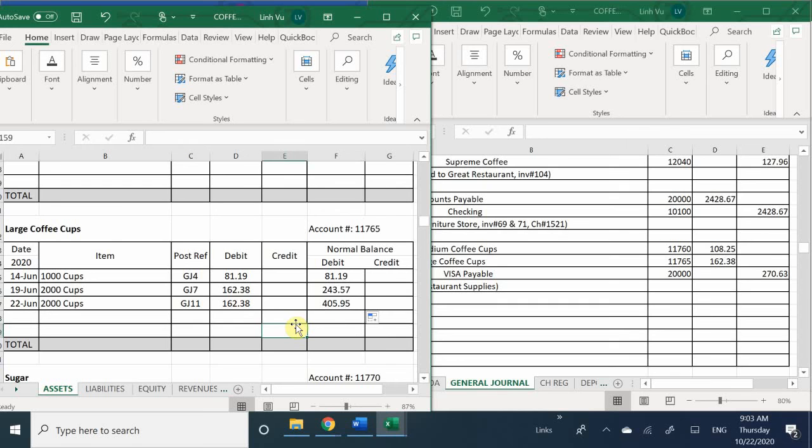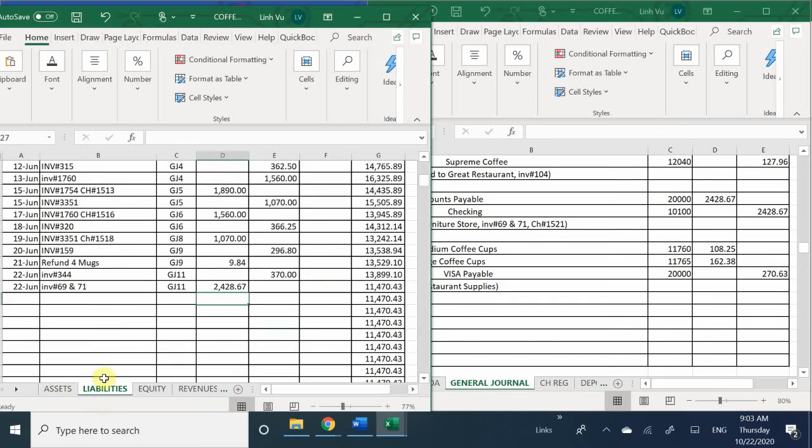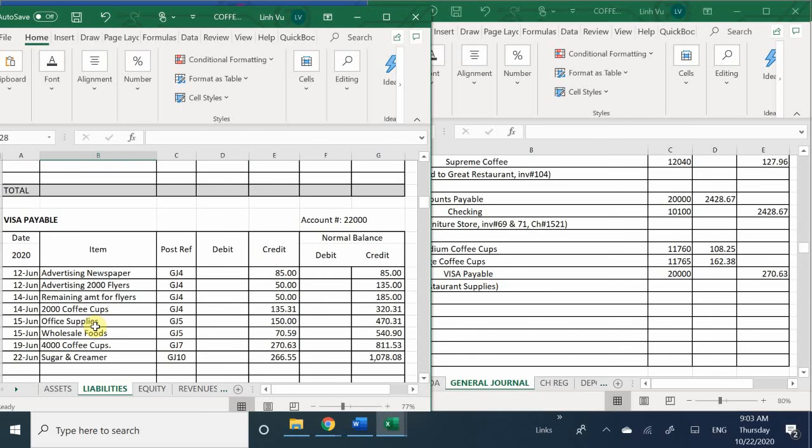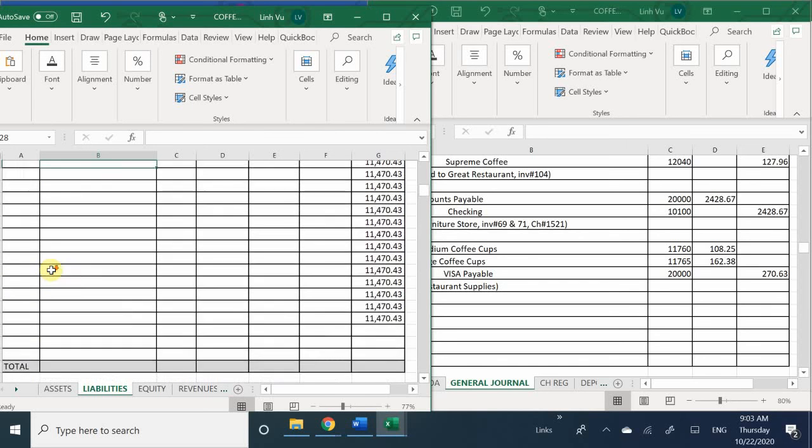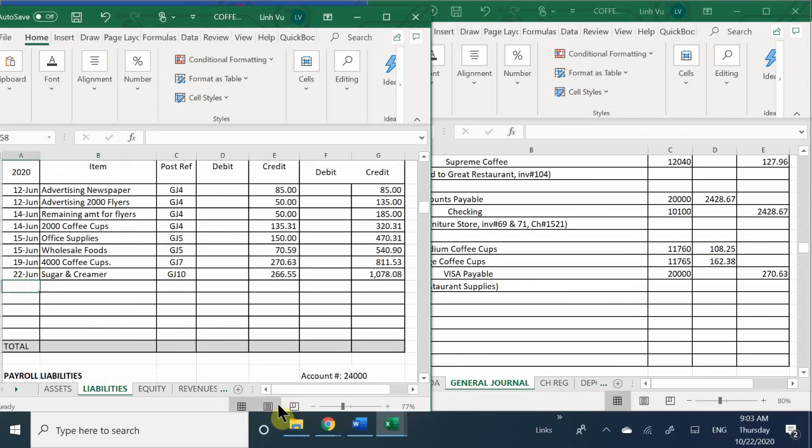Then we go to our liabilities tab, and then we go to Visa payable. I have to find it. Are you using Excel? Yes. It's right after accounts payable. Okay. Then we put in the date, June 22nd. And here I will put, who's it? Really, I would want to put the vendor. Okay. Restaurant supplies.